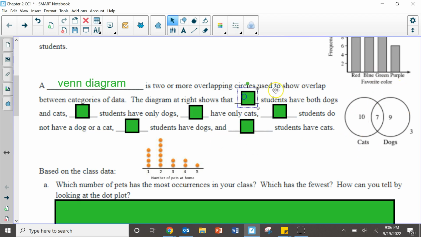The diagram at the right shows that 7 students have both dogs and cats. If you see this, I'll highlight it for you. This center in the middle where the two circles overlap is going to be the things they have in common. Those 7 students have both dogs and cats because they're in the cat circle and the dog circle, as you can see. And that's where we get the overlap.